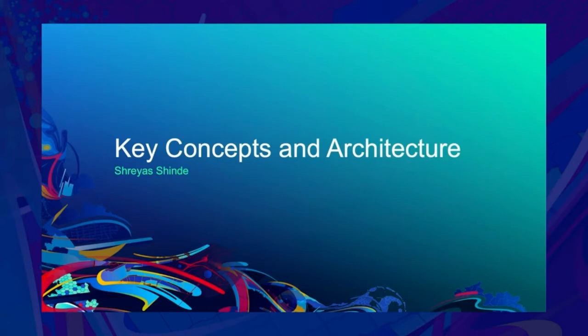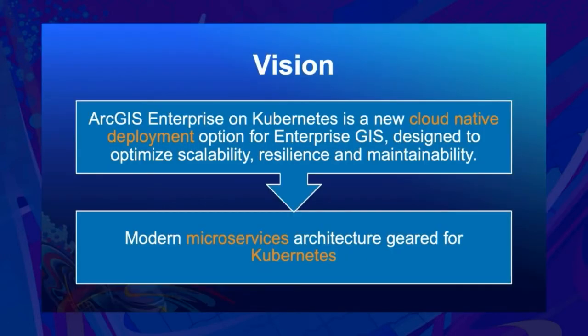Hello, my name is Tls Certificate, and I'm the lead developer and architect for ArcGIS Enterprise. Today I'm going to talk about key concepts and architecture of Enterprise on Kubernetes. It is our vision to deliver a new cloud-native option for our enterprise customers, one that is geared for scale, resiliency, and maintainability. This complements our current offerings on Windows and Linux. And it is this vision that is driving us to design, build, and deliver a modern microservices architecture on Kubernetes.